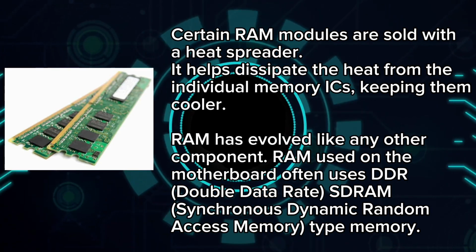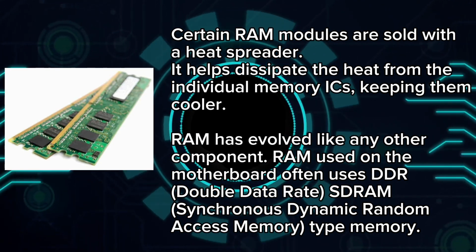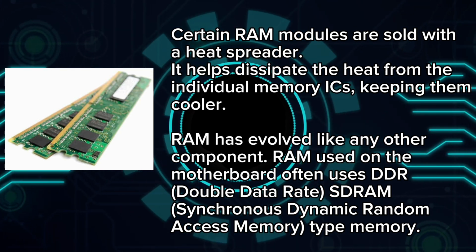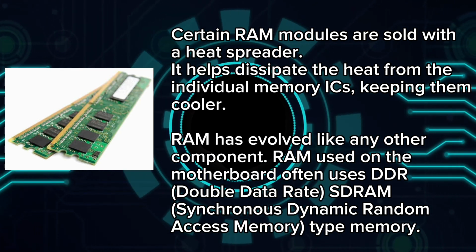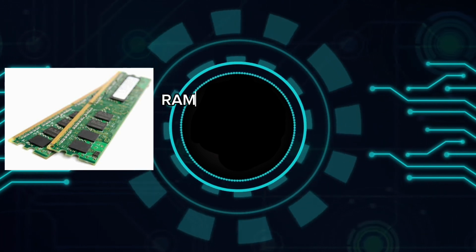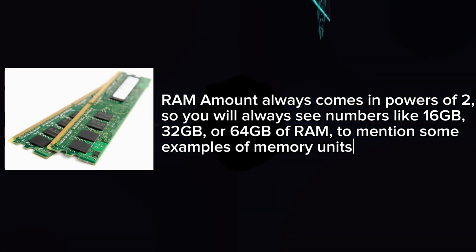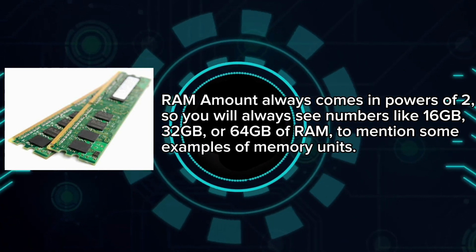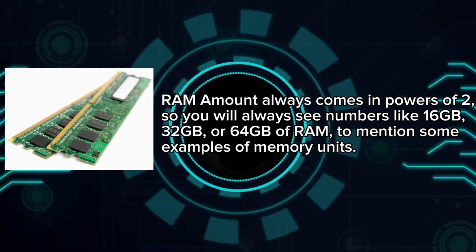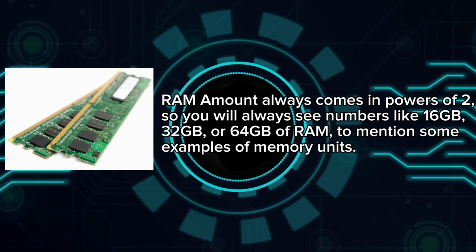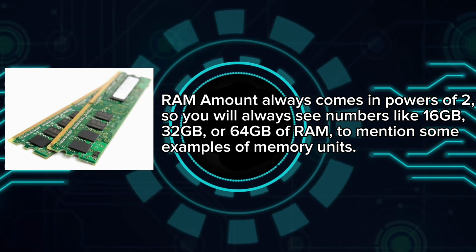RAM has evolved like any other component. RAM used on the motherboard often uses DDR SDRAM type memory. RAM amount always comes in powers of 2, so you will always see numbers like 16 GB, 32 GB, or 64 GB of RAM, to mention some examples of memory units.